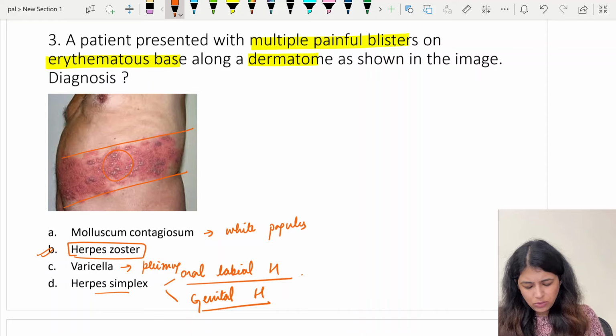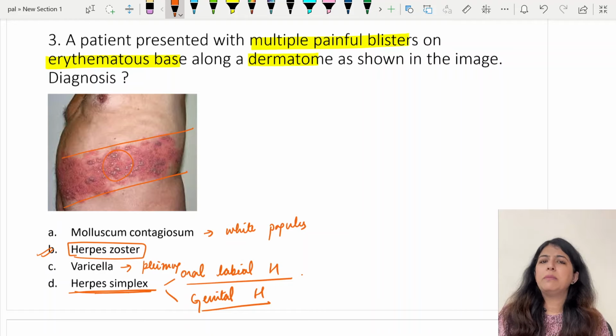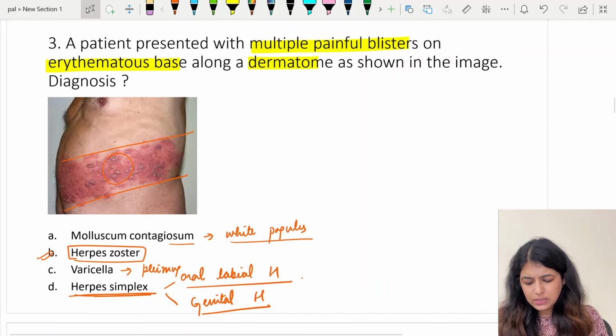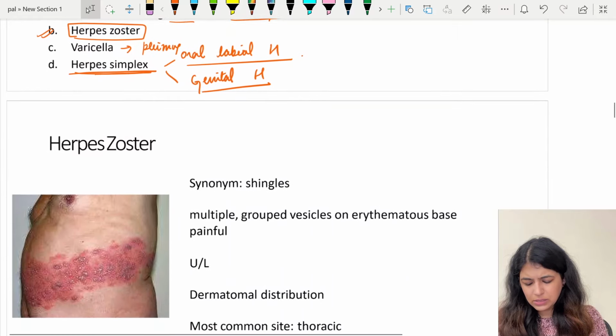So even though herpes simplex would show grouped vesicles on a red base, the location is different. It's not in a dermatome. Along a dermatome, it is only herpes zoster. Varicella is caused by the same virus, but a different clinical picture. Molluscum contagiosum is white papules. So the correct answer to question number 3 here is option B, herpes zoster.